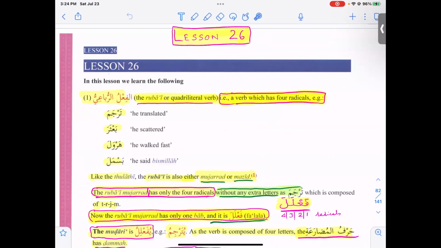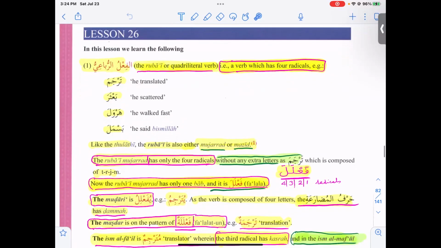They are very beautiful. Tarjama, he translated. Ba'athara, he scattered. Harwala, he walked fast. Basmala means he said Bismillah. Did you get the idea? Tarjama, he translated. Ba'athara, he scattered. Harwala, he walked fast. Basmala, he said Bismillah.